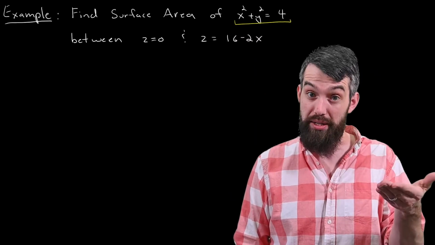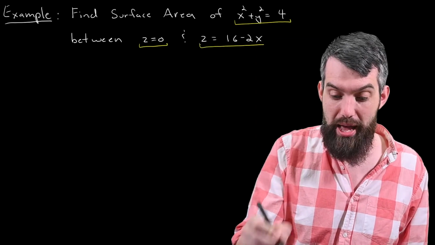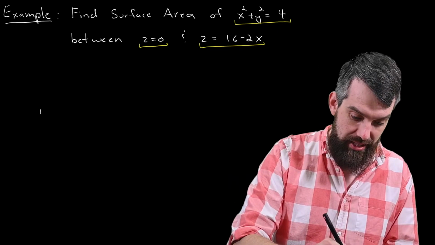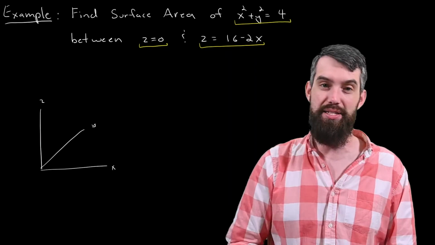And then I have some constraints. This has to be only the portion of that cylinder between z equal to 0 and z equal to 16 minus 2x. So I can try to visualize this. Let me put up some axes here. So I've got the x, y, and z axis.